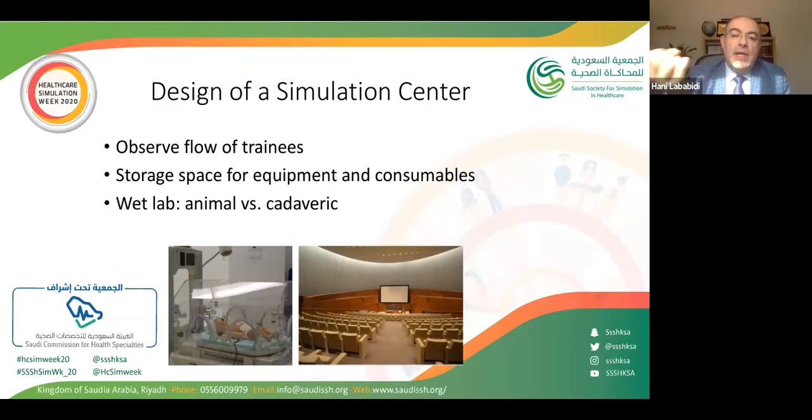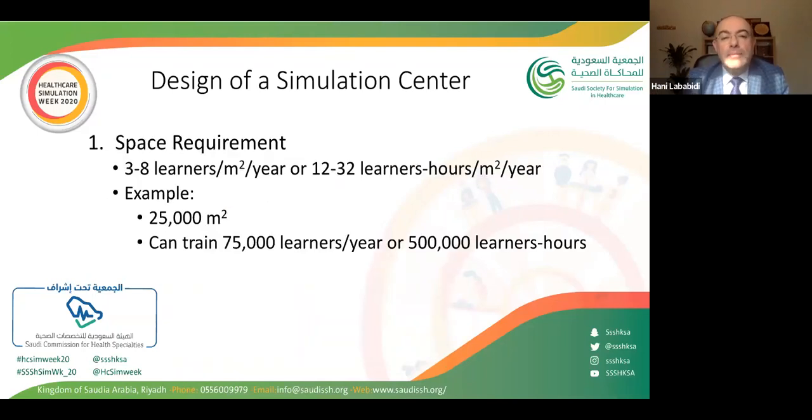You need to have offices for the people who work in this, and then decide: do you need to have a wet lab or not? Having a wet lab will add a tremendous amount of riyals to your budget, because there's a lot of specification to have an animal lab or cadaver lab, and these are very, very expensive. So if you're planning to have it, you need to plan this from the beginning, because there are different engineering specifications for this.